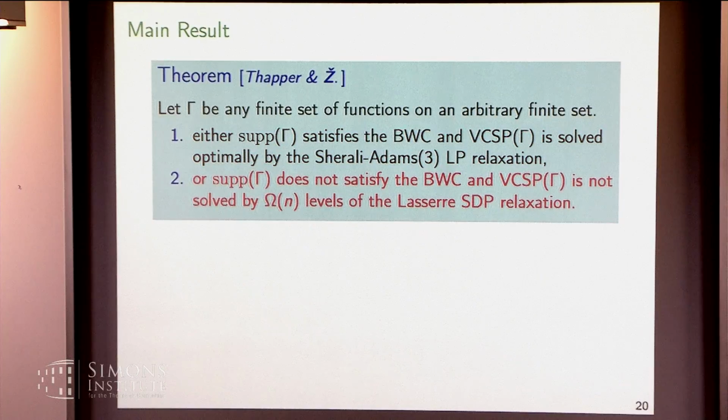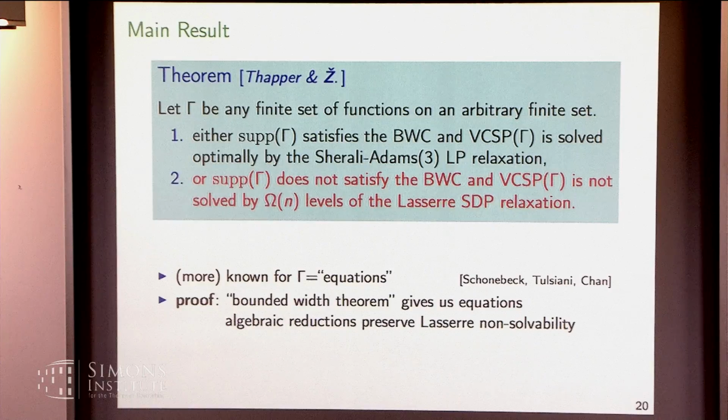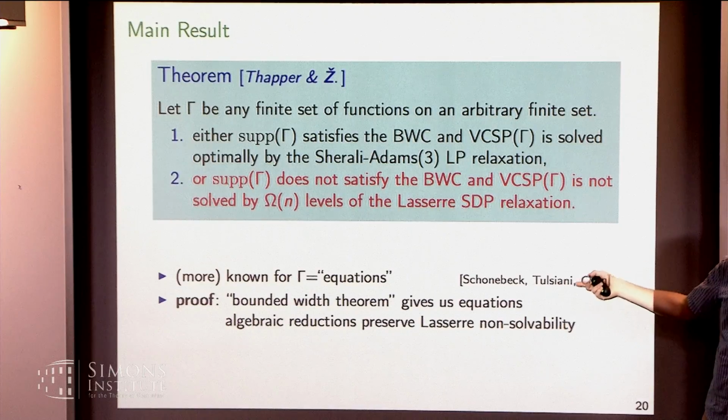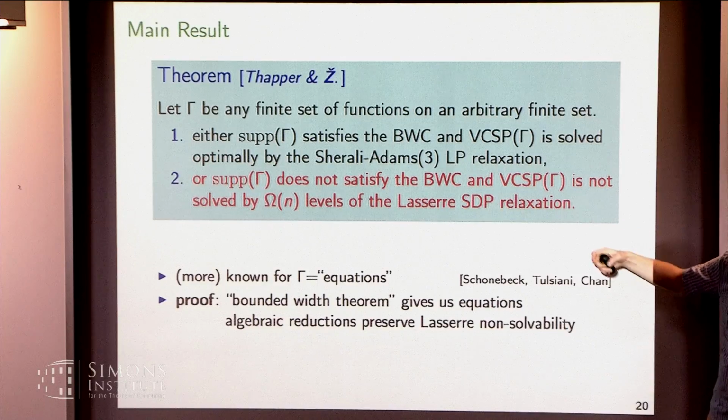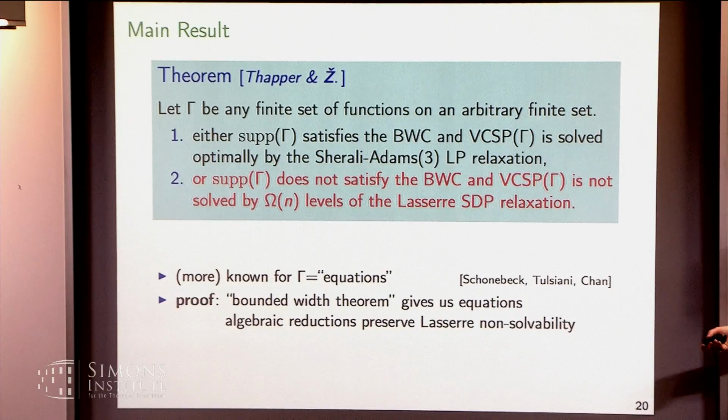In the second part of the theorem, something much stronger is known in the approximation community. So if you have a language gamma which corresponds to linear equations, then you not only know that the linear level of the Lasserre hierarchy doesn't solve them, but it doesn't even approximate them well. And these are great results.